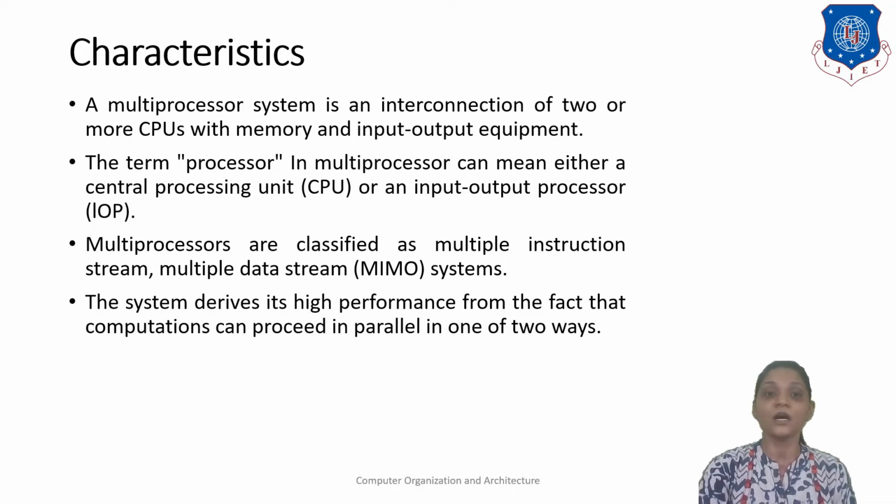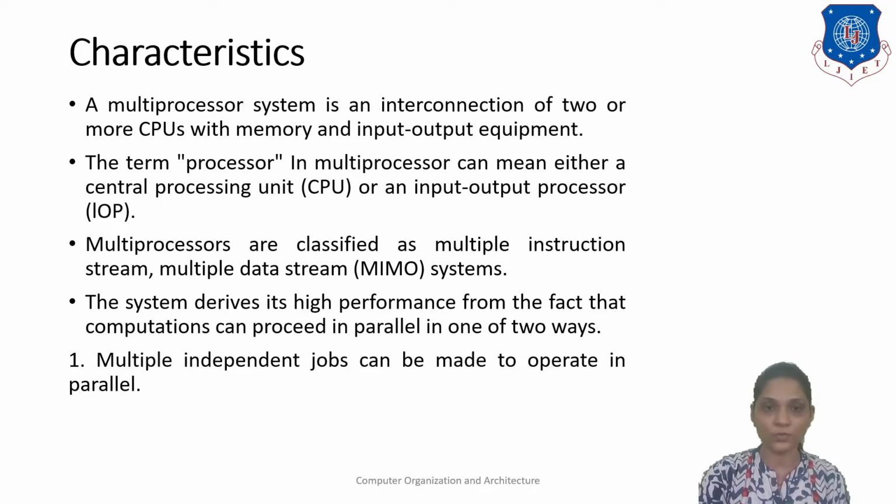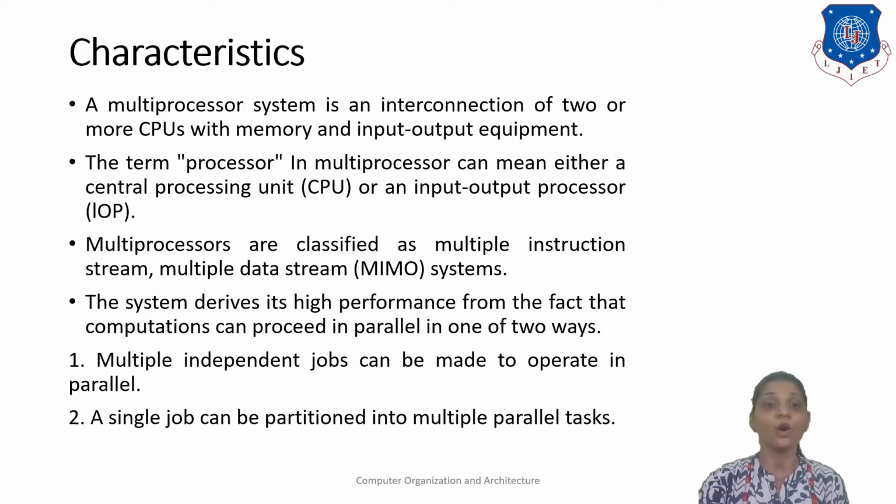As we know, multiprocessors are classified as multiple instruction stream, multiple data stream, MIMD systems. This system delivers its high performance from the fact that computation can be processed in parallel. Multiple independent jobs can be made to operate in parallel, or a single job can be partitioned into multiple tasks in parallel. You can do any of these things in parallel processing, and that is why we get higher speed of operation.